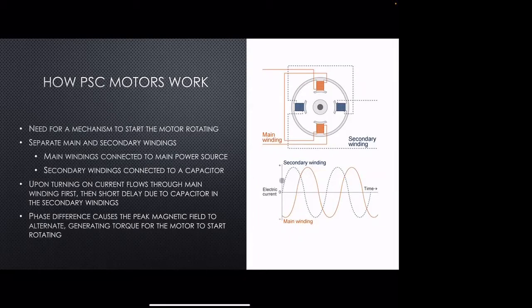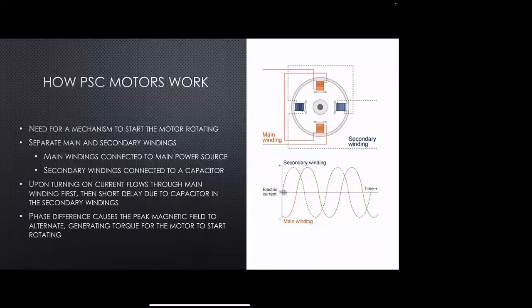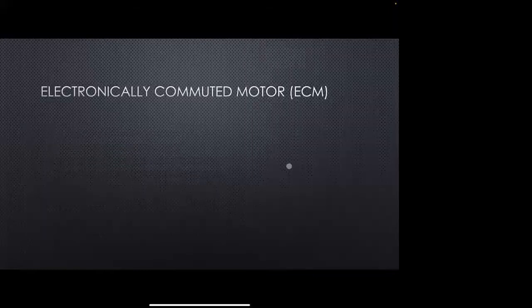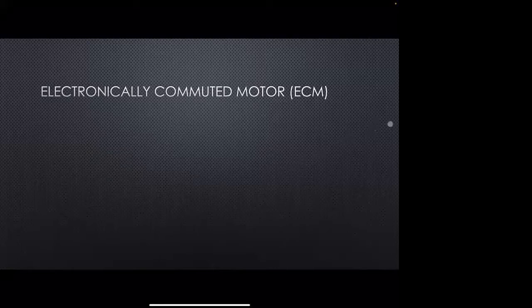This phase difference, as we see here in the bottom right picture, well, the top ones are your two windings. You can see how those are opposite of each other, just like the secondary windings. And with that, we can see how the electric currents offset. This offset, or phase difference, causes the peak magnetic field to alternate, generating that torque for the motor to start and to rotate, starting rotating and continuously rotating. So that's just a basic quick overview of a PSC motor.